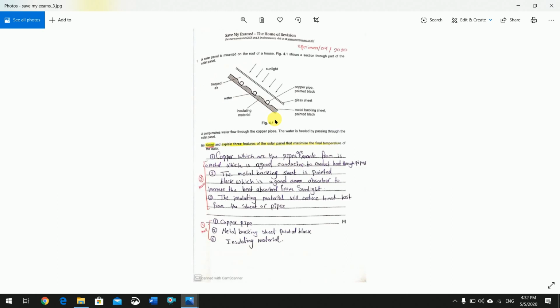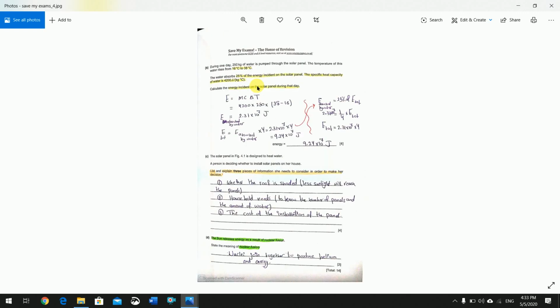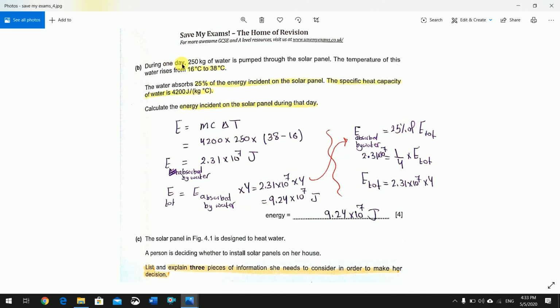So this is for the solar panel. This is the other part of the solar panel. We said that this is a solar panel system. Now, here it says that during one day, 250 kilograms of water is pumped through the solar panel. The temperature of this water rises from 16 to 38. So the change is 22. Now, the water only absorbs 25% of the energy. So it doesn't absorb all of the energy, it just absorbs 25%. Now, the specific heat capacity of the water is 4,200 joules per kilogram Celsius.